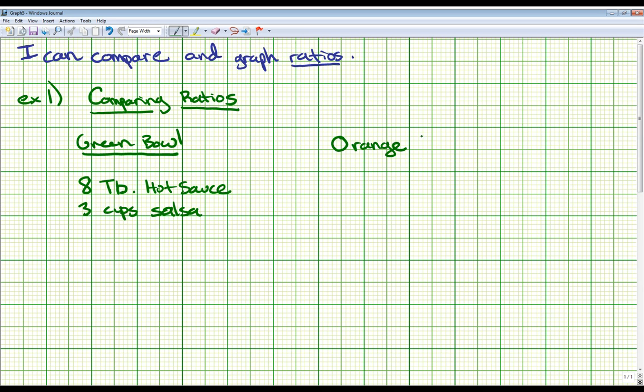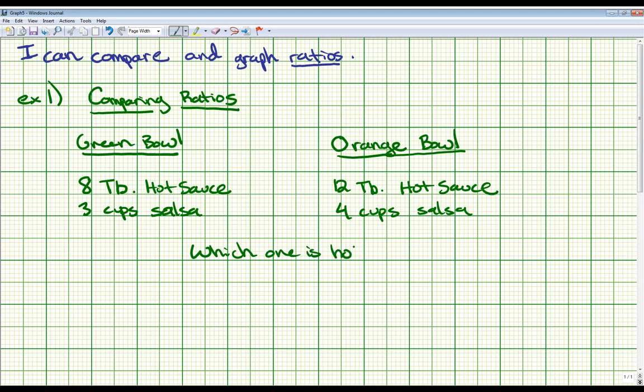So we have the orange bowl next. And inside the orange bowl, it tells us that there are 12 tablespoons of hot sauce and 4 cups of salsa. So the question we want to know is which one is hotter? Now, some kids would look at this and go, oh, well, it's the orange bowl. Duh, because there's more tablespoons of hot sauce. However, there's also more cups of salsa in this bowl that would kind of take away the hotness from the hot sauce than this one.